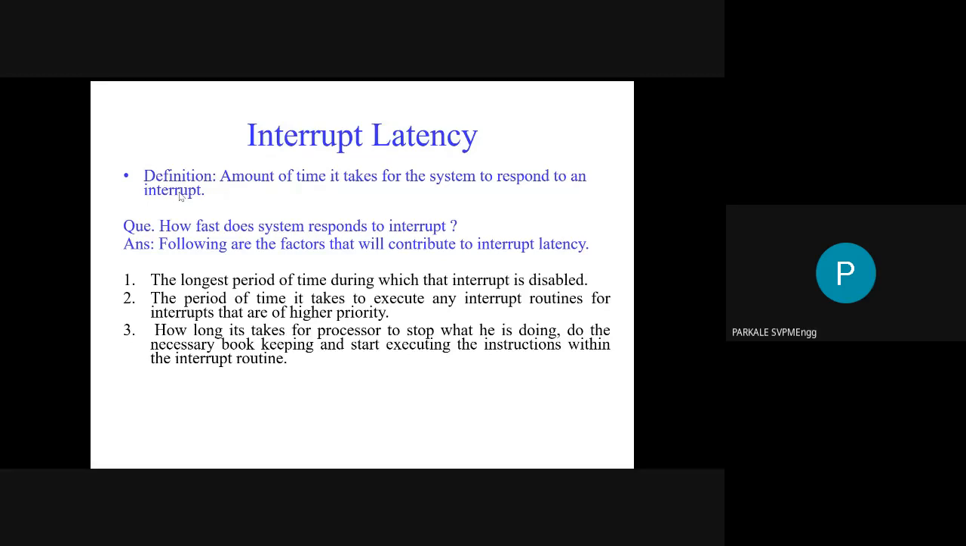For example, if somebody has disturbed you, how much time is needed for you to respond to that person? Because you are not going to respond instantly, because you are doing something. So you will first complete that thing, and then you give the service to another person. So that is called the interrupt latency. The same thing applies in the microprocessor also. Whenever the interrupt comes, the amount of time it takes for the system to respond is called interrupt latency.